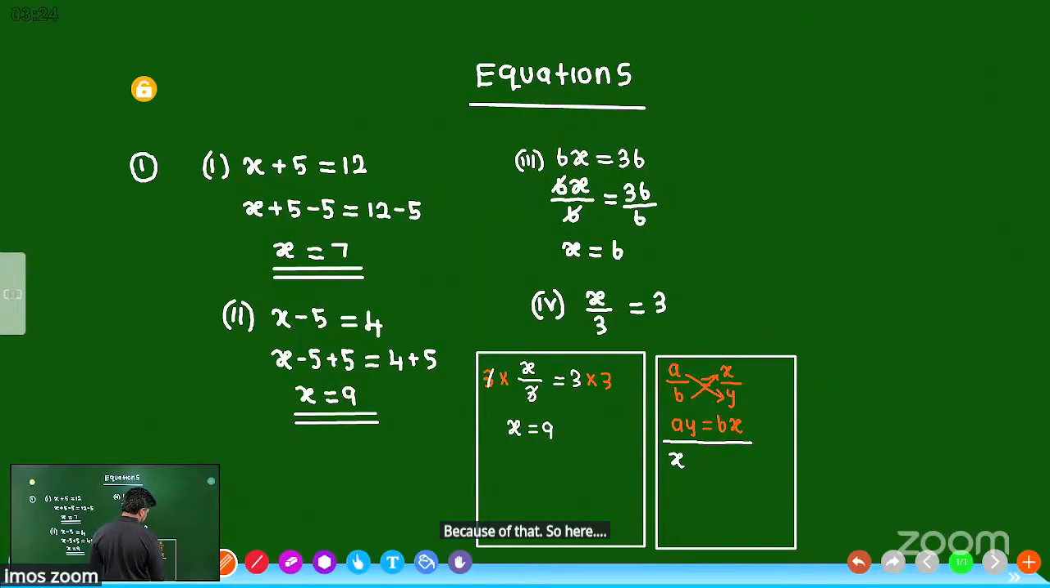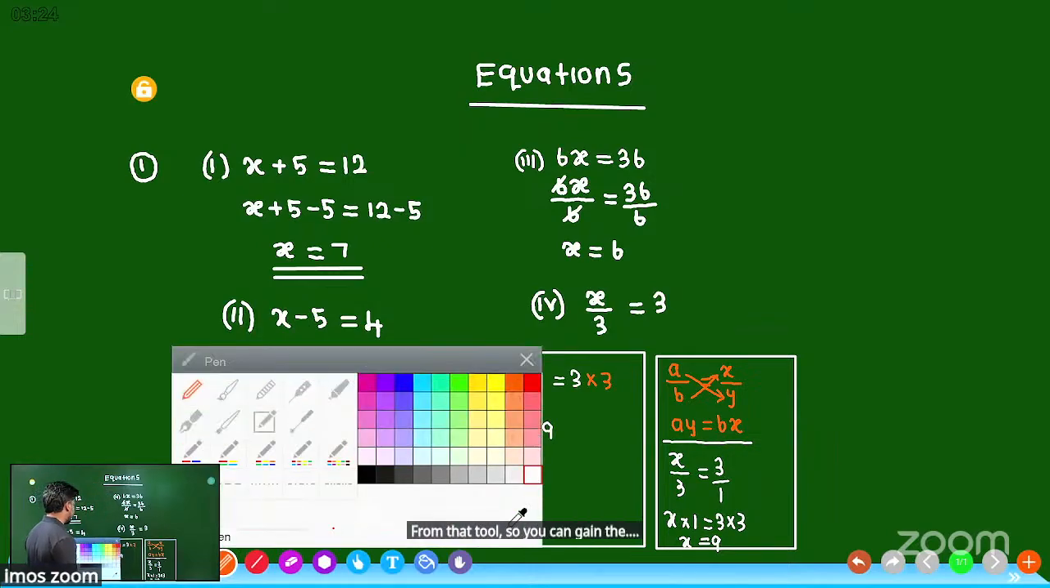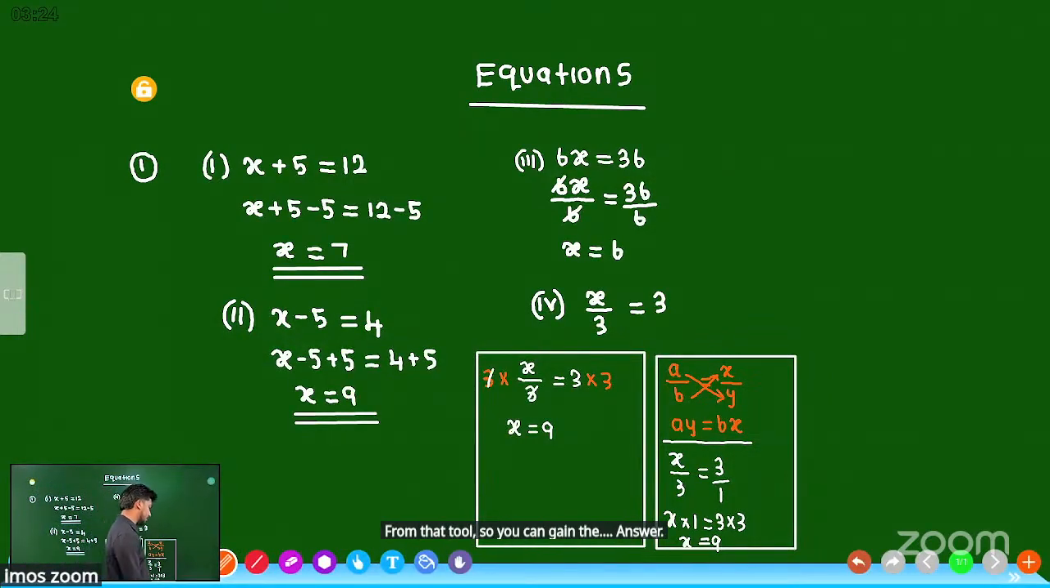x over 3 is equal to 3, right? Any whole number, its denominator is 1. You already know that, but we don't write it, no. Now we can cross multiply. x into 1 is equal to 3 into 3. That means x is equal to 9. From that also you can get the answer. These are the fundamentals, right?